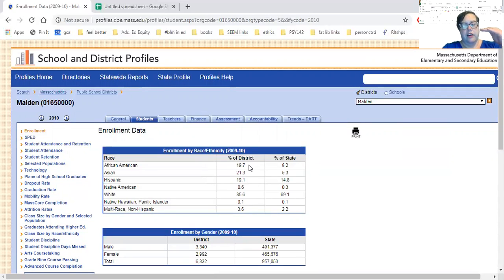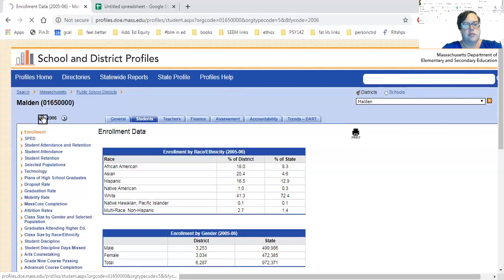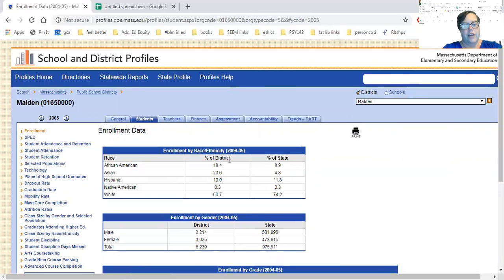So the rate of African American students in Malden Public Schools is staying pretty consistent, as is the rate in the state, but the rate of white students has gone down over the last 10 years. Let's go back another 5 years, and now we're at 2005. And so here it was over half of the district was white. You'll notice that there's fewer demographic subcategories. The ways that they've recorded have shifted somewhat over time.